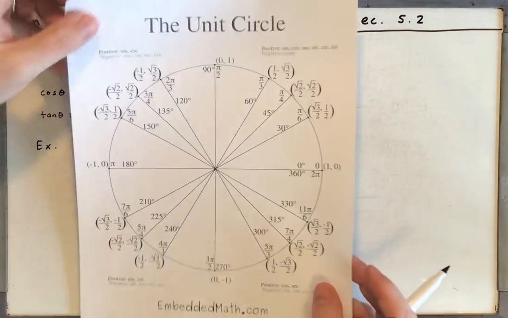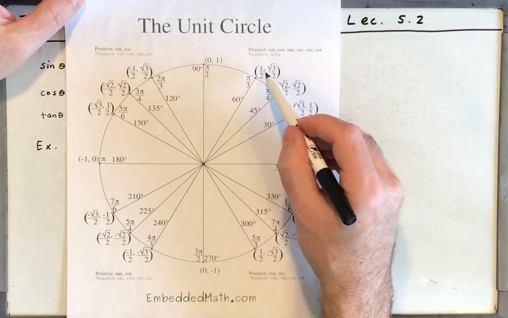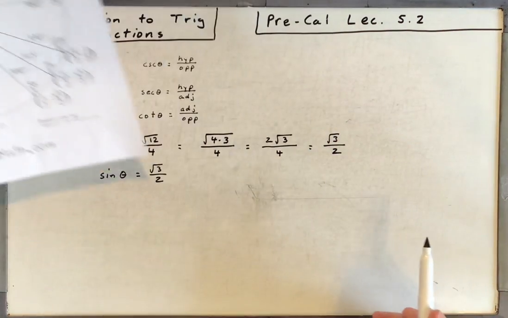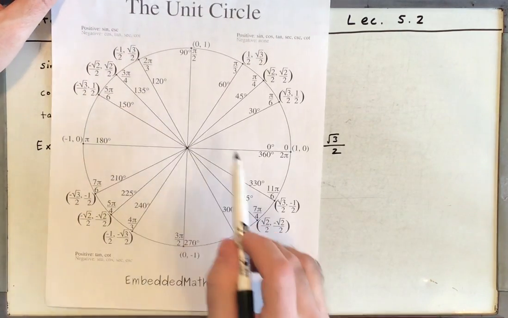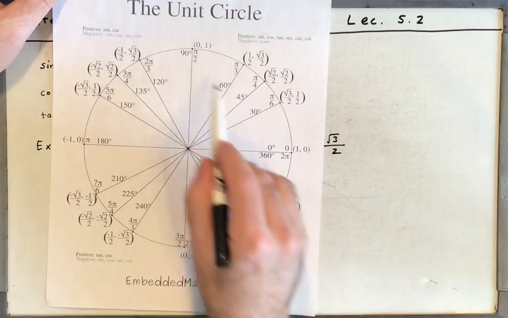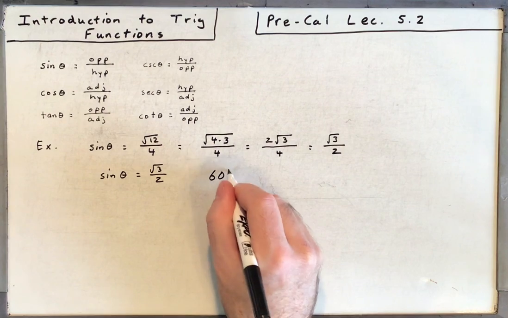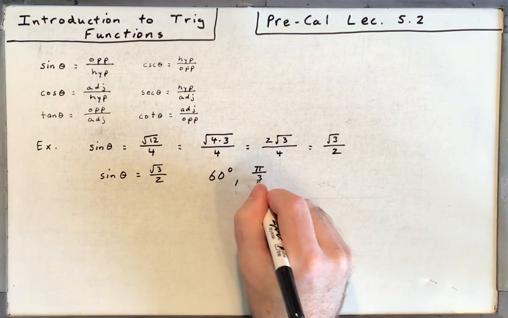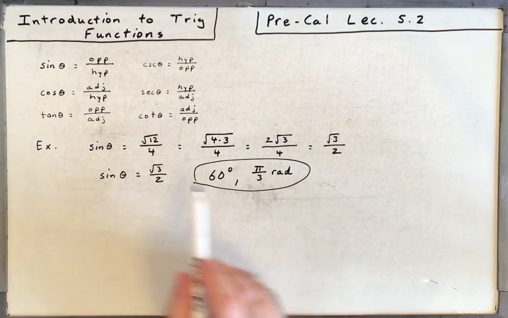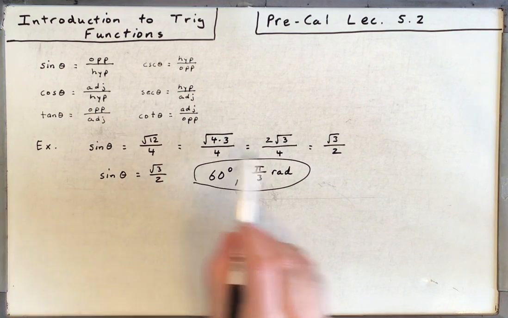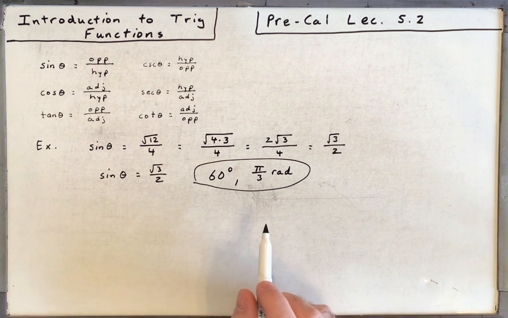All right, well, where is sine theta the square root of 3 over 2? Remember, sine is the second one. Well, that's at 60 degrees, or pi over 3 radians. Now, it happens again in quadrant 2, but we'll move on to that in a future lecture, okay? But for quadrant 1, we're looking at 60 degrees, or pi over 3 radians. All right, so the purpose of that was just to show you that you can manipulate these radicals and get it to match something on the unit circle, potentially.